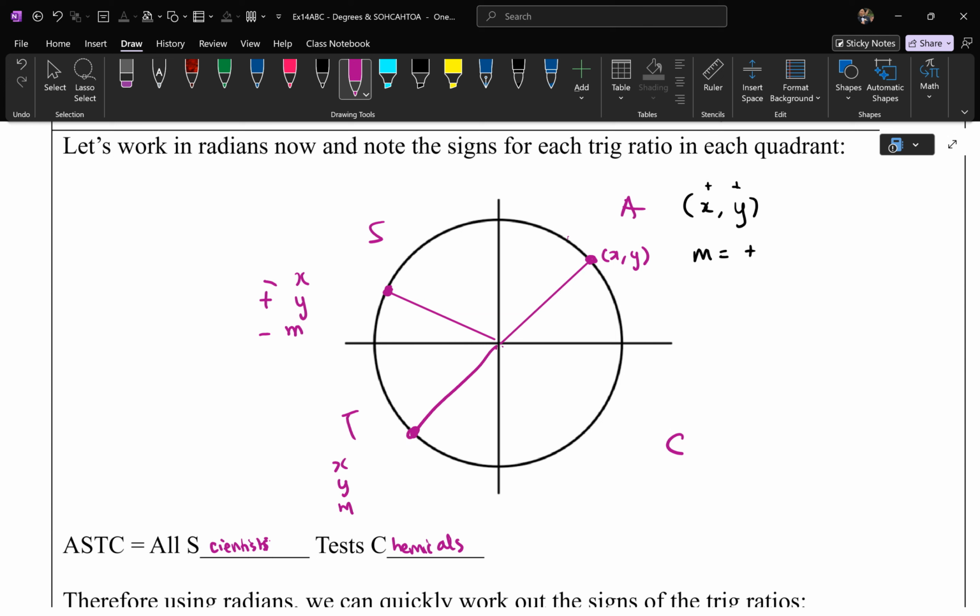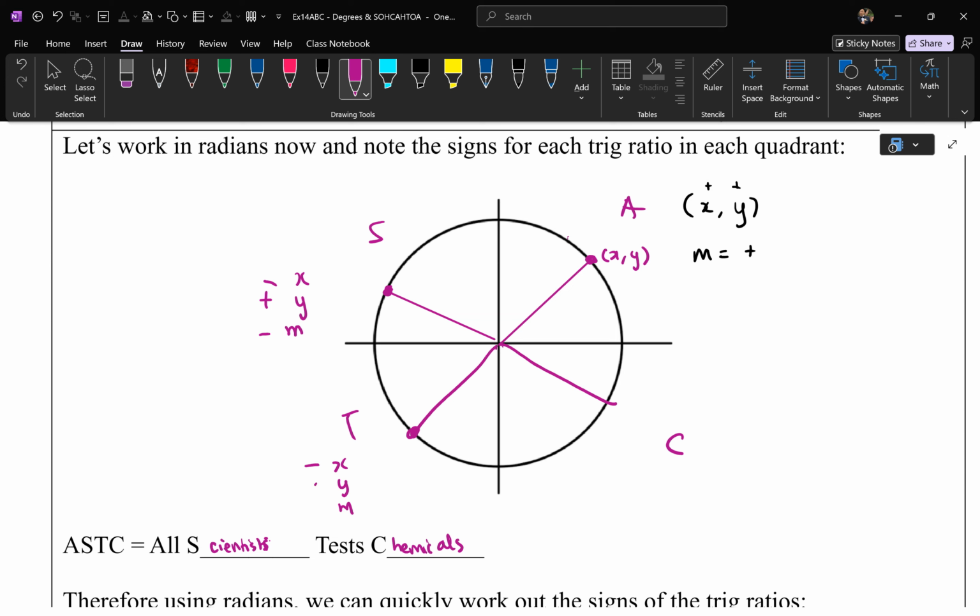X, Y, M. X is clearly negative. Y is clearly negative. And the gradient is positive. That's the only thing that you can see there. X is negative, Y is negative, and the gradient's clearly positive. You don't have to memorize that. You don't need to memorize ASTC, because you're just literally reading the coordinates in each position. At that point, X is positive, Y is positive. Over here, X is negative, but Y is positive. And over here, both X and Y are negative, and the gradient's positive. And then same thing with the last quadrant.